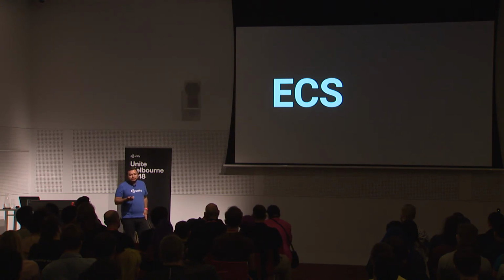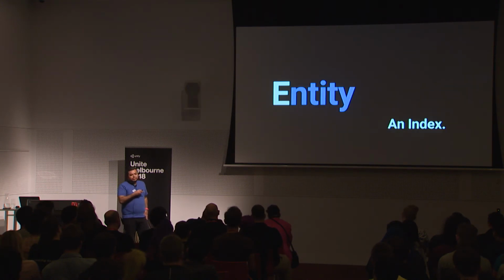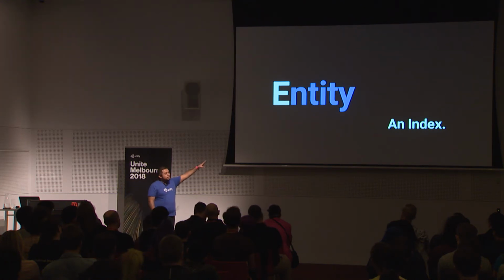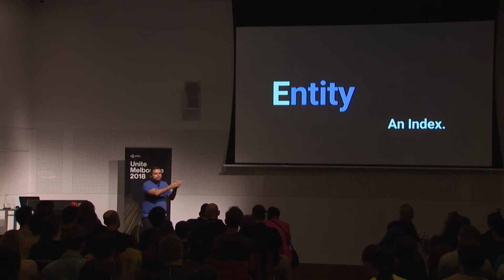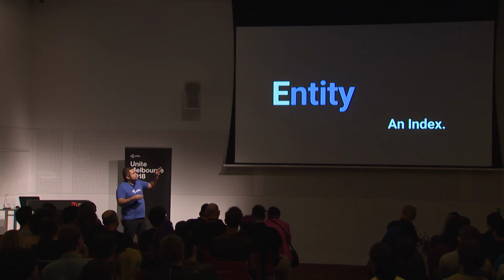So ECS, entity: it's an index, okay? An entity is going to be an index. It's not necessarily a game object, because there are sometimes confusions about a game object being an entity. An entity could even be an iterator inside a for loop, a while loop, or whatever. So just think of an entity as an index, a pointer, not necessarily a real pointer in the programming way of thinking, but just a pointer to something.